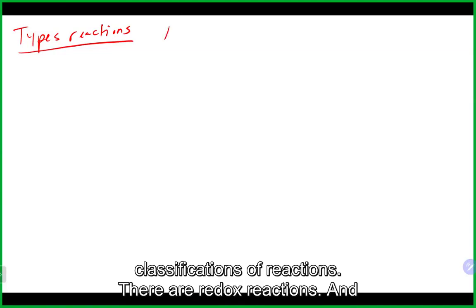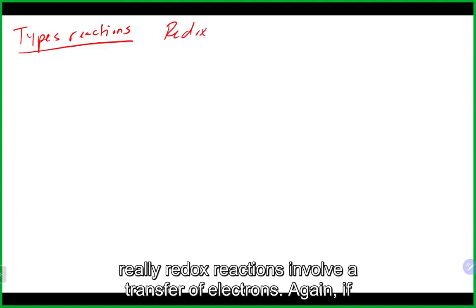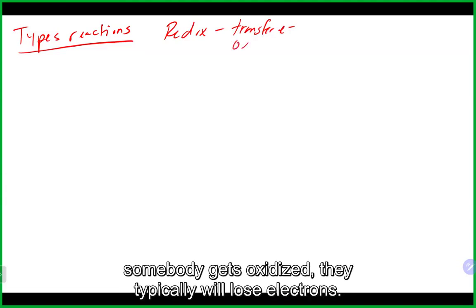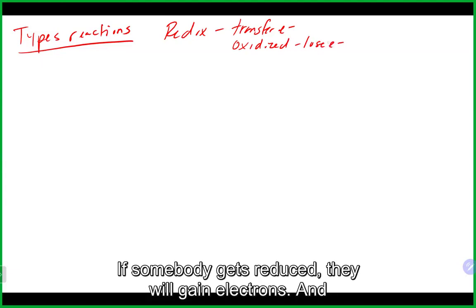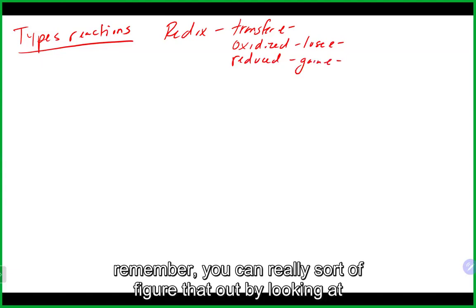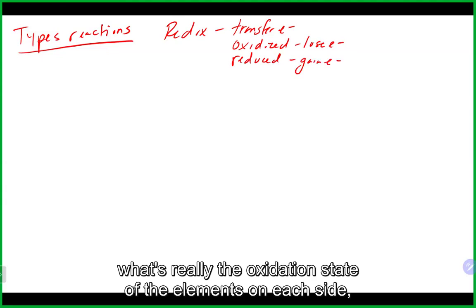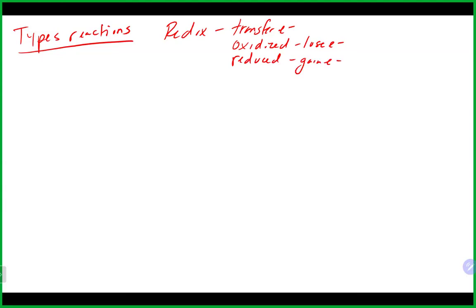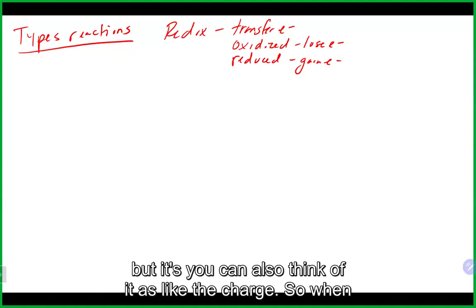There are redox reactions, and really redox reactions involve a transfer of electrons. Again, if somebody gets oxidized, they typically will lose electrons. If somebody gets reduced, they will gain electrons. And remember, you can figure that out by looking at the oxidation state of the elements on each side. But you can also think of it as the charge.